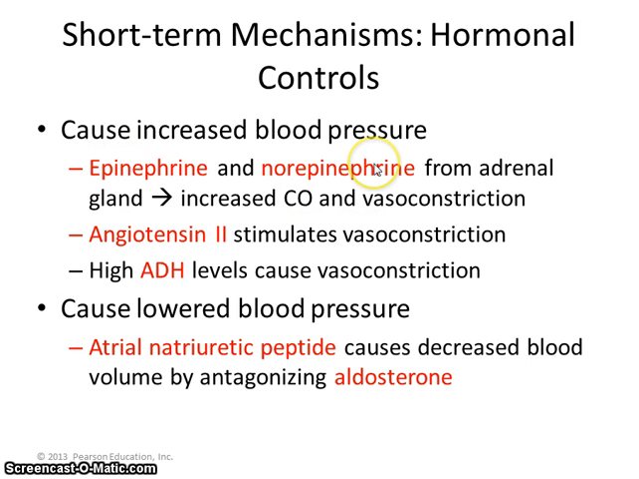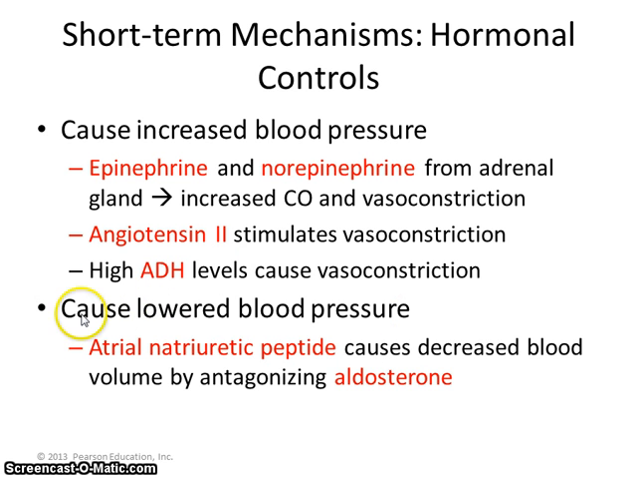So epinephrine and norepinephrine increase your cardiac output, your heart rate, and vasoconstriction. Angiotensin 2, after renin is released from the kidneys, causes vasoconstriction. And ADH is antidiuretic hormone. That causes us to keep more water and to vasoconstrict.